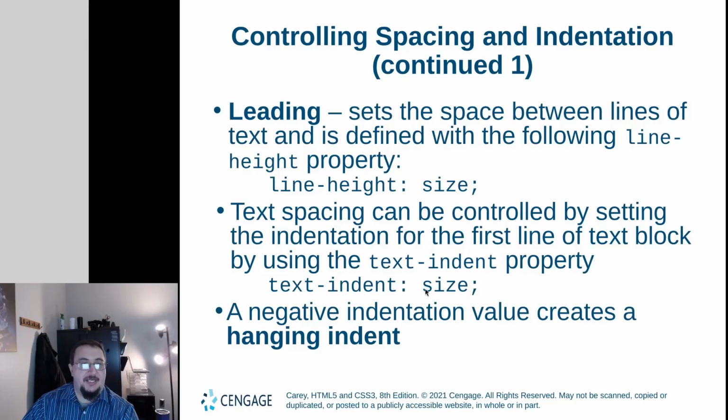So what that means is if you did text indent 5, that would indent the first line by 5 characters. If you set it to -5, the indent on the first line would be 0, and then every other line below that first line would then be indented 5 characters.